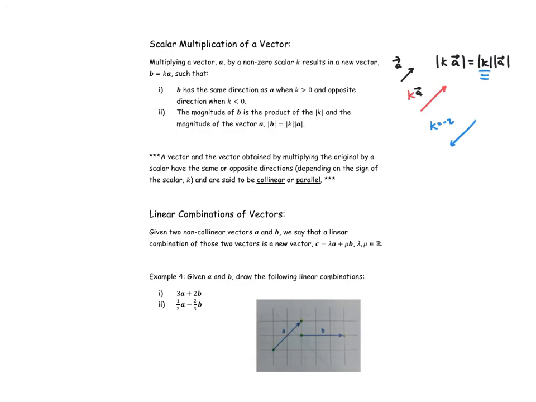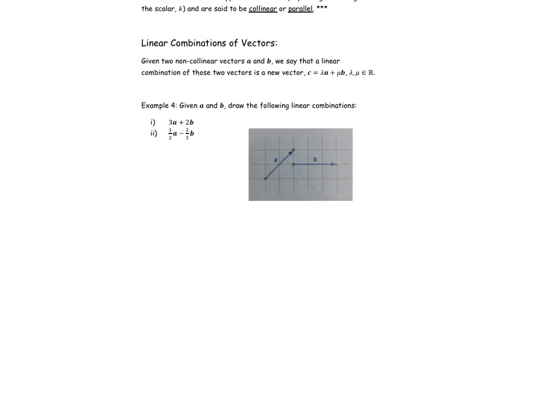Let's talk about linear combinations. Given two non-collinear vectors, a and b, we say that a linear combination of those two vectors is a new vector. So let's say I take a and multiply it by some value, and b and multiply it by some value. So I'm doing a scalar product of both a and b. Here I've got vector a in this diagram and vector b. We could draw the following linear combinations. Now, if I took 3 times a plus 2 times b, I would get some new vector c. Let's put c in yellow.